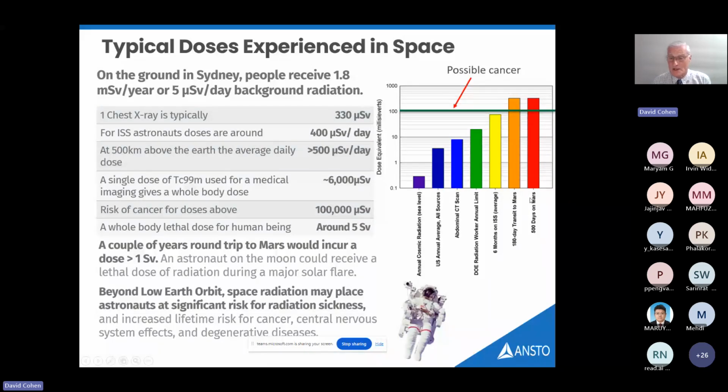And this orange one here is a 108-day transit to Mars. And this one here is a 500-day to Mars. And we're talking about going to Mars over 3 years. And to do that, you have to go to the moon for 6 months, where you're right outside the Earth's atmosphere, the ionosphere, magnetosphere. So you've got no protection. And you can see that that's above this level where you've got a whole body risk of cancer, 100,000 microsieverts. So it's pretty risky from a radiation point of view to think about going to Mars for 3 years.